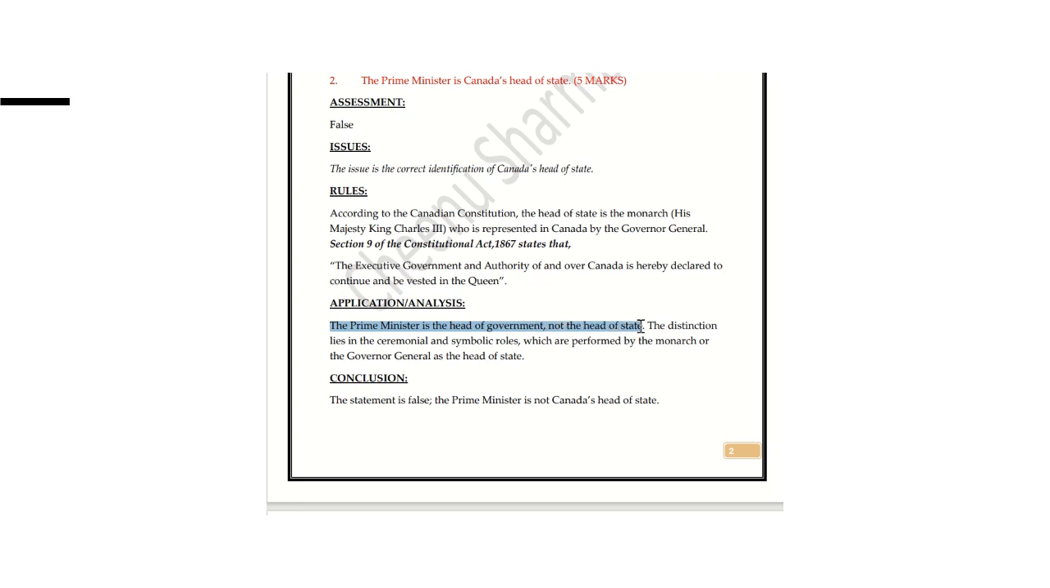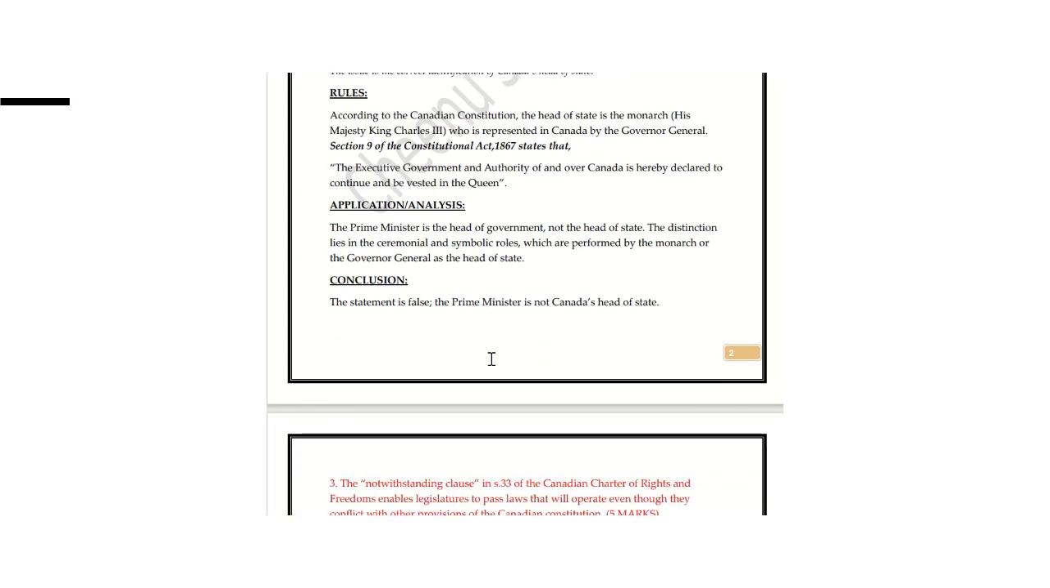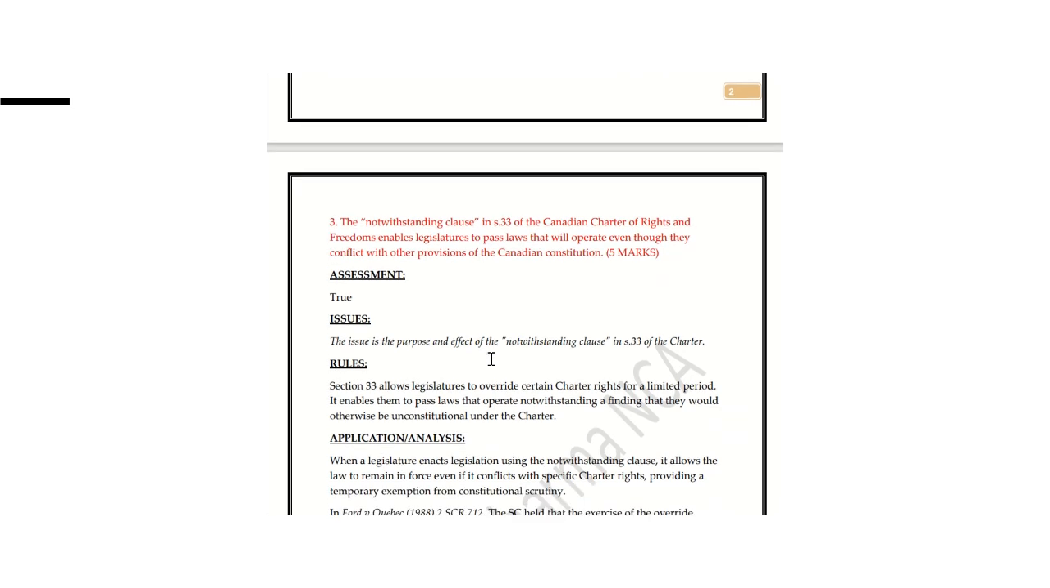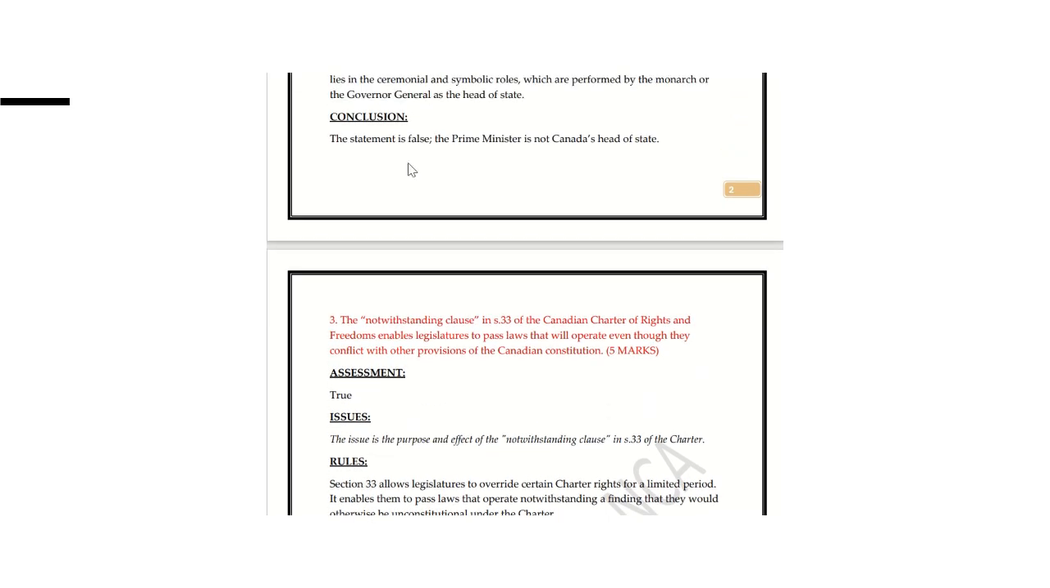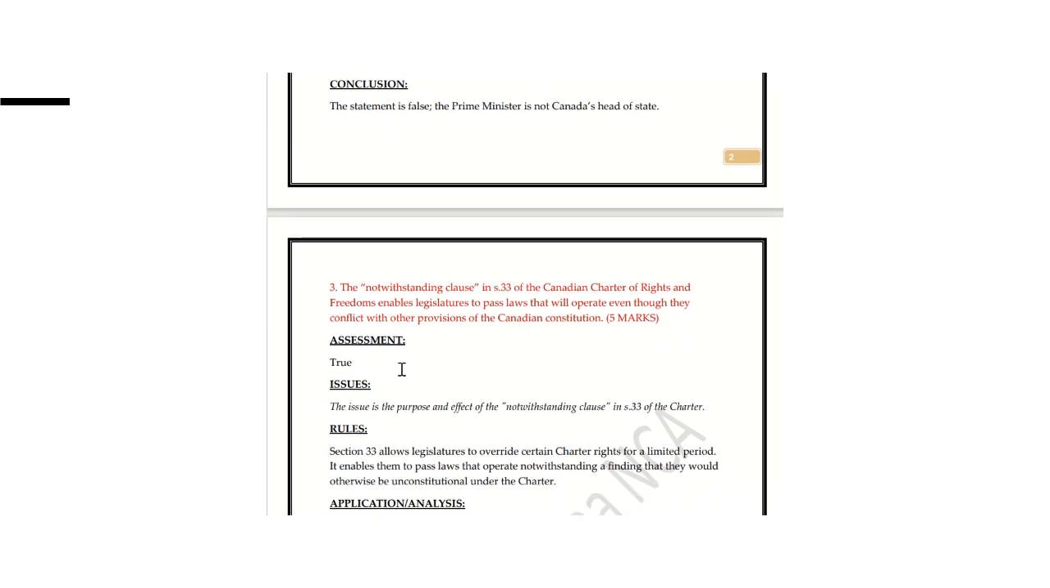So you have to understand the difference between these two terms. The distinction lies in ceremonial, symbolic roles, which are performed by a monarch or Governor General as head of state. So what is the conclusion? The statement is false. The Prime Minister is not Canada's head of state. And this is mentioned: the source is the Parliament of Canada's website, which explicitly mentions that the Prime Minister is the head of government.